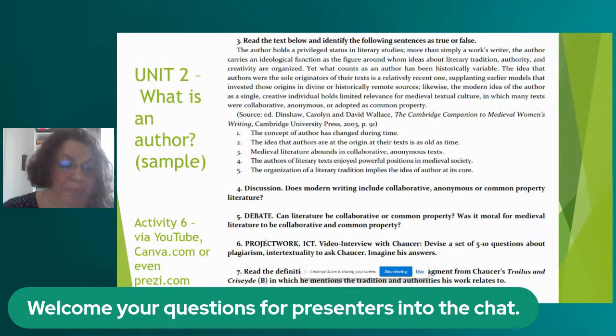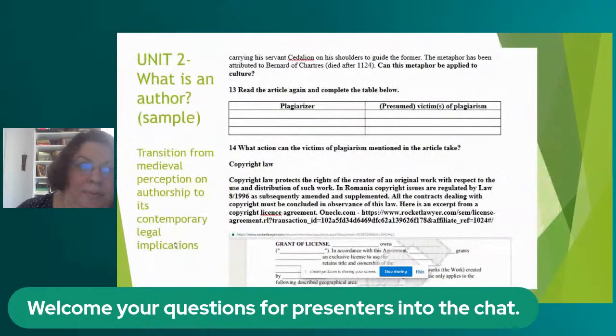Slide 9 offers a sample from Unit 2, which is called What is an Author? Let me draw your attention to activities five and six, which are project and task-based. Moreover, both can be achieved by resorting to such platforms as canva.com, YouTube, prezi.com, which can be accessed by students on the same device that they employ for intertexting English. So you can see the platforms in the bottom left corner.